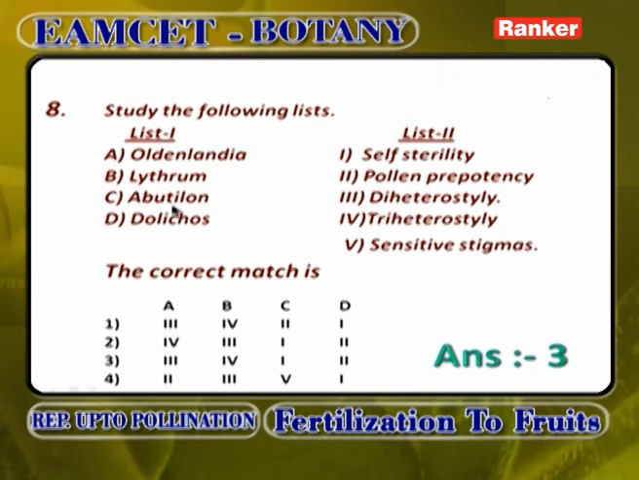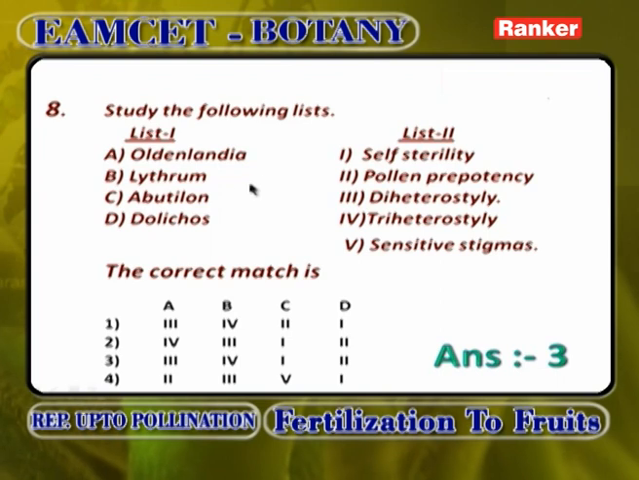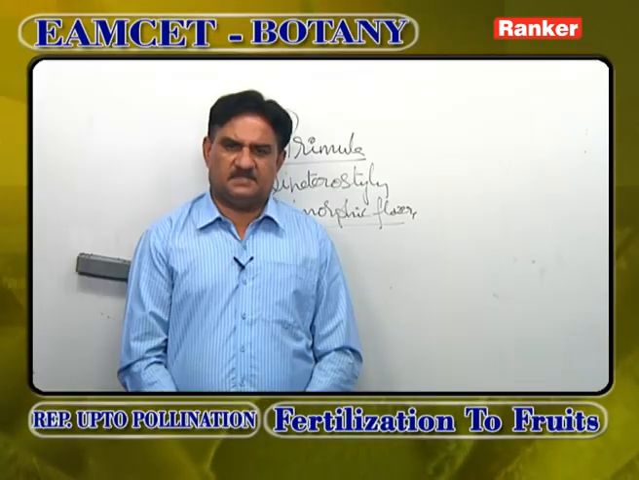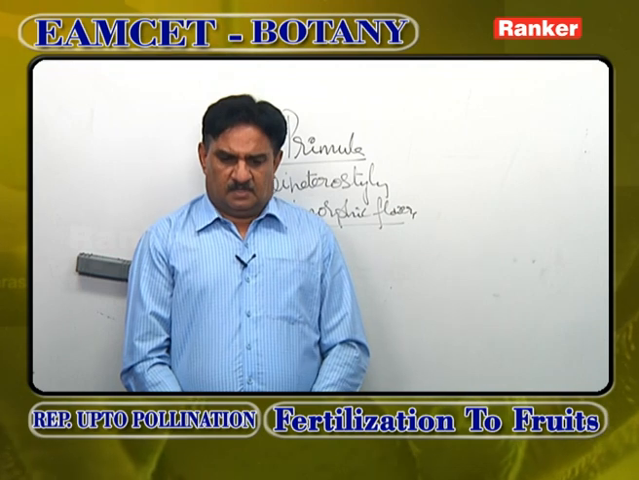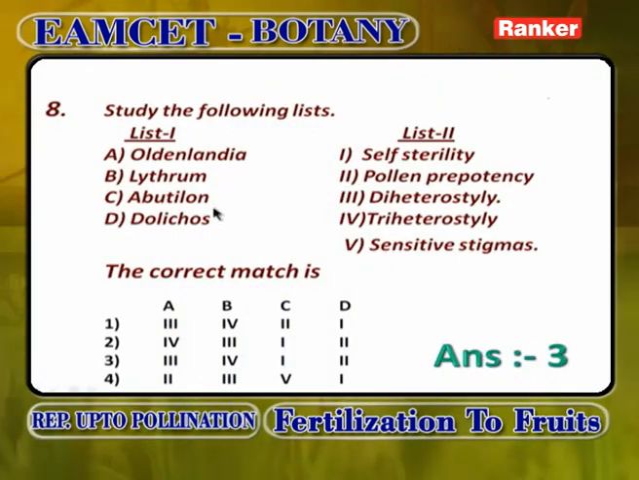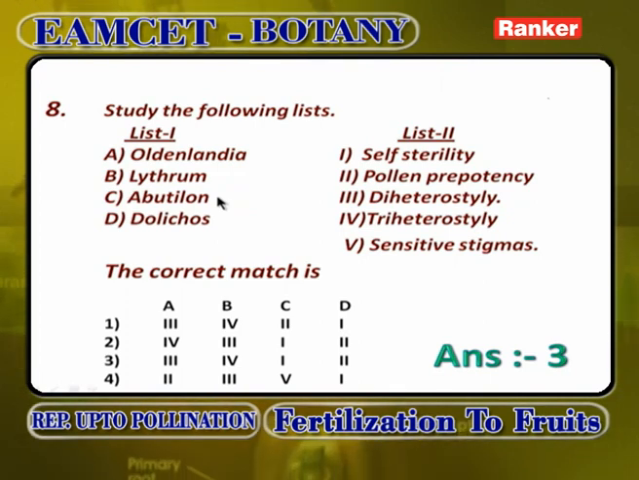Next, see Abutilon. Abutilon is self-sterility. In Abutilon and passiflora, even though bisexual flowers are present, self-pollination does not occur, only cross-pollination occurs. Why? Because of self-sterility. What is self-sterility? Self-sterility is when the pollen grains reach the stigma of the same flower, they do not show any germination. That is failure of self-pollination in a bisexual flower.